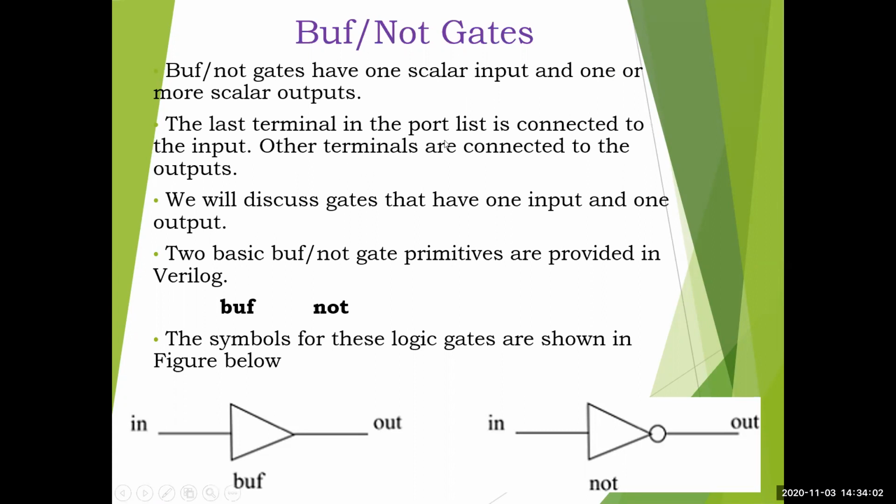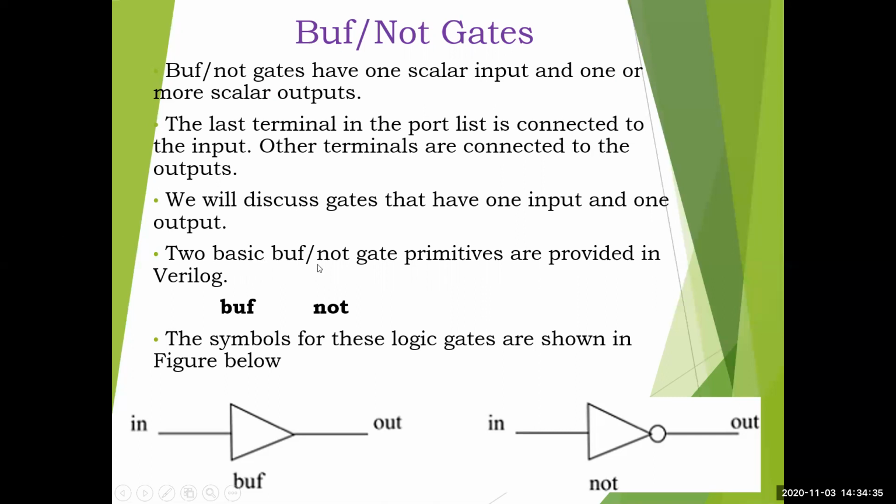The last terminal in the port list is connected to the input. While writing the instantiation for AND and OR gates, we used to write the output first and then the inputs, whether it is a two input or three input AND gate. But in this case, the input will be written last because it is only one, and it can have any number of outputs, which are written first. That is the one difference. Other terminals are connected to the outputs. We'll discuss gates that have one input and one output first.